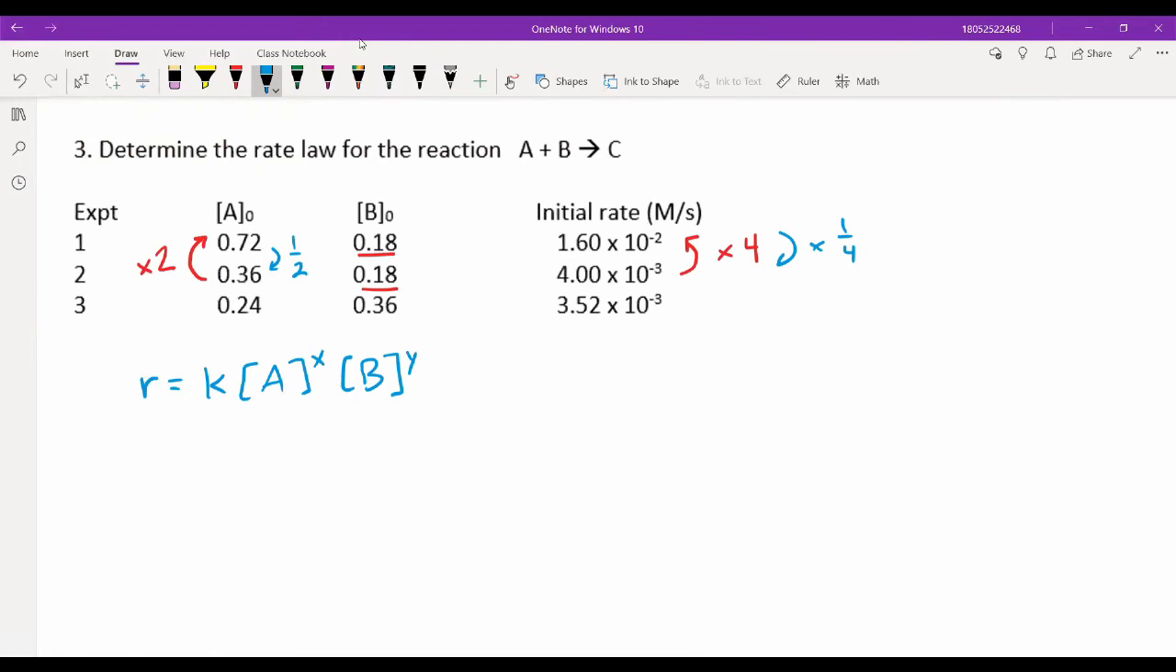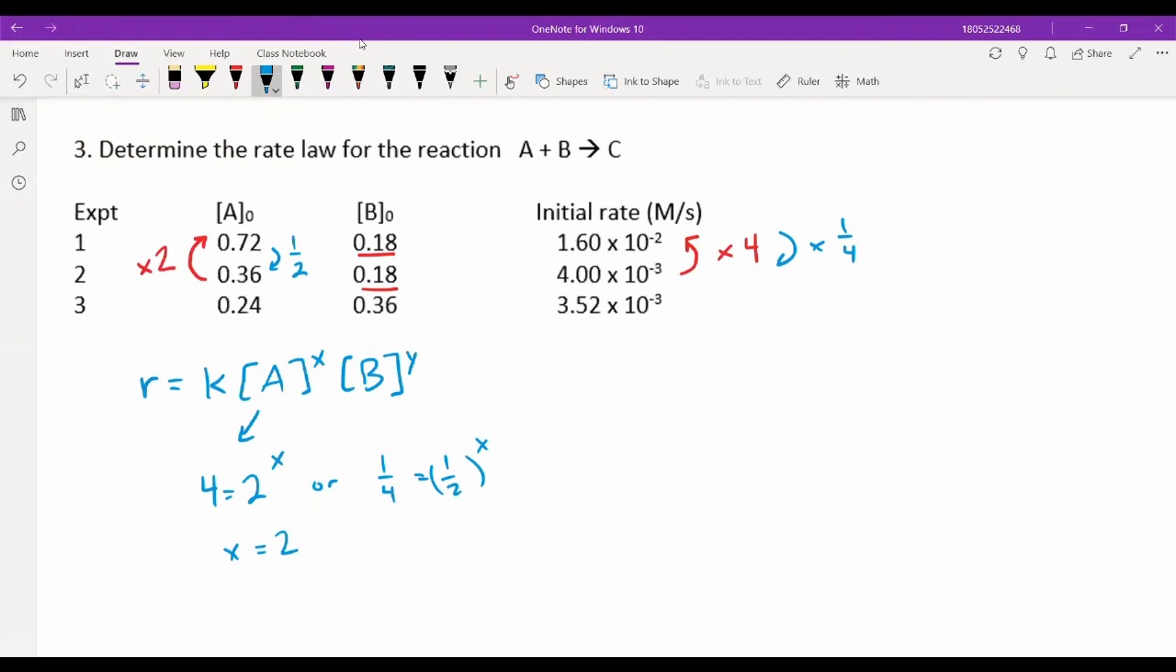We have 4 equals 2 to the x, or 1/4 equals 1/2 to the x. So we get squared, or second order. And then for B, there aren't two experiments where A is constant, so we can't do it this quick way. But we can still find the order because we found the order for A.